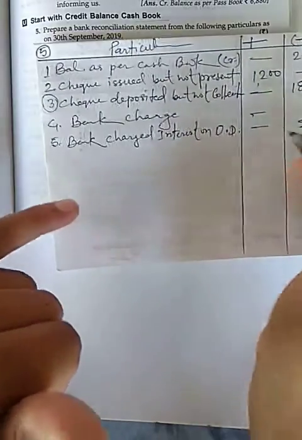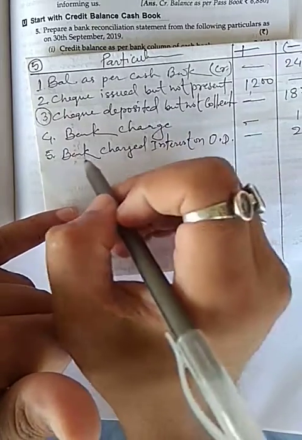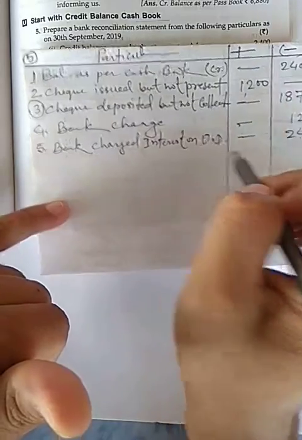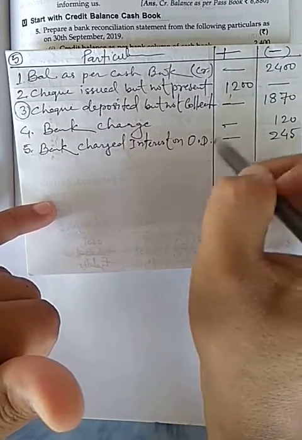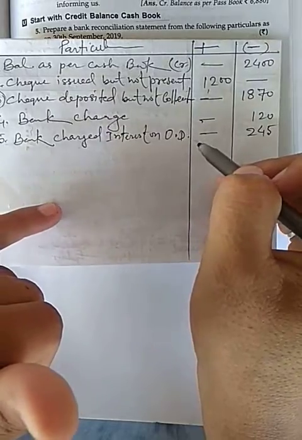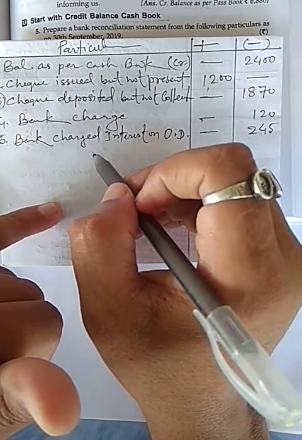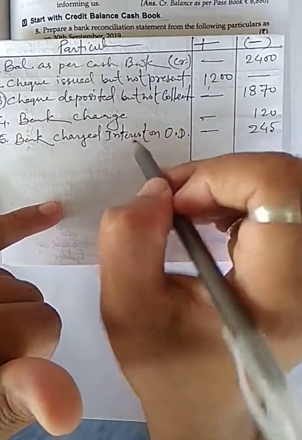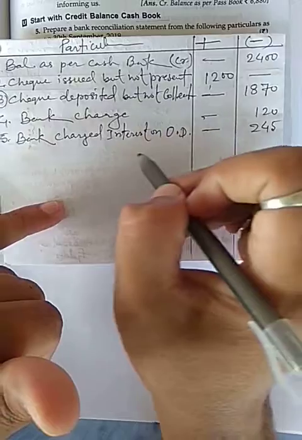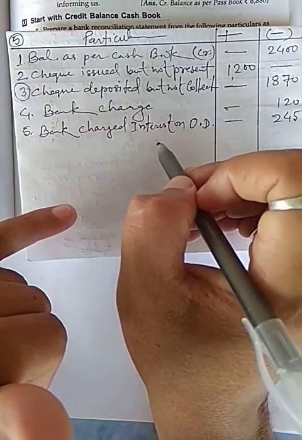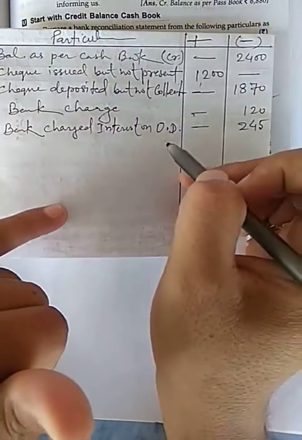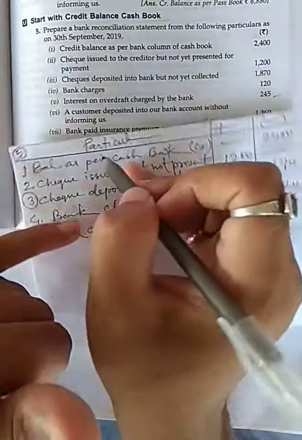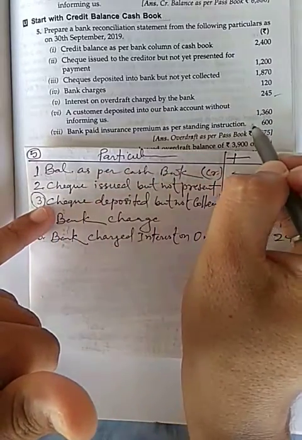Now students, if it is given bank allowed interest, then it will shift in plus side, and if bank has debited interest, then it will also be in minus side. Or bank charged interest on overdraft, then it will be in minus side.